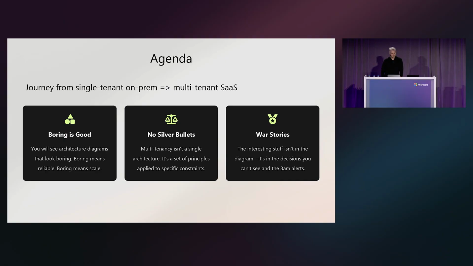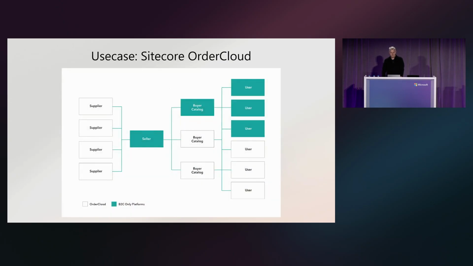And you're going to hear some war stories, because the interesting stuff isn't in the diagram, it's in the decisions that you can't see. By the end of this, you'll understand how to design multi-tenant systems that actually scale, what tools you need before problems happen, and why sometimes the right architecture depends entirely on what problem you're solving. So let's start with OrderCloud.